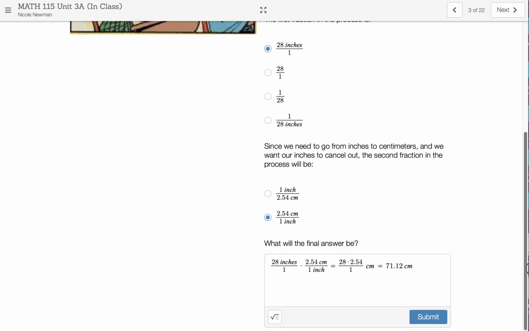And then for the final answer, I set this all up in here. So the inches are canceling out. We'll have 28 times 2.54 up top. You'd have 1 times 1, which is just 1 in the denominator, so that denominator isn't very interesting this time. But other times it will be. I think you'll get 71.12 centimeters for this when you're all done.